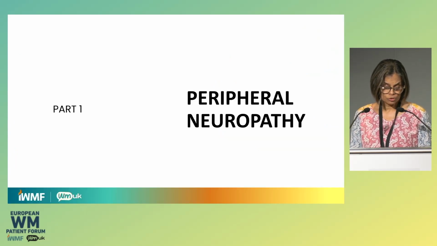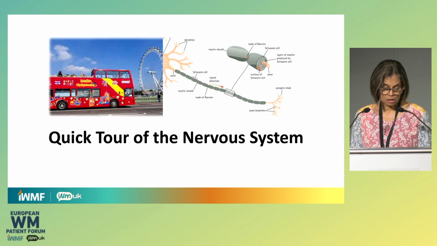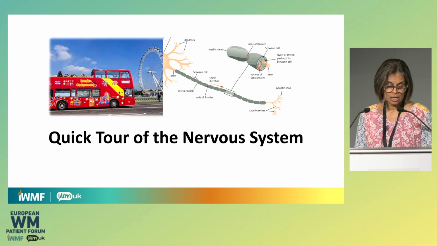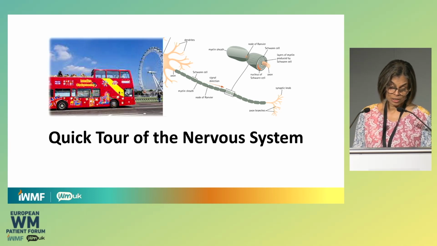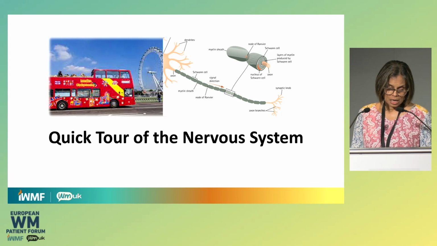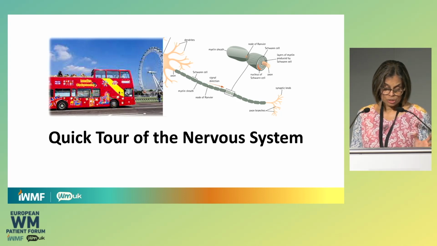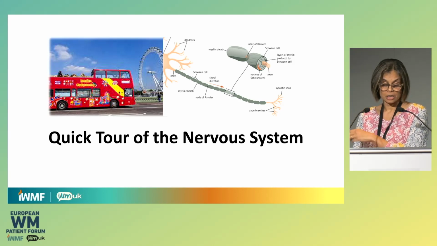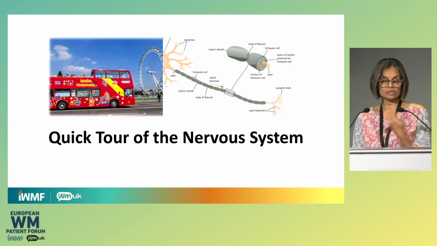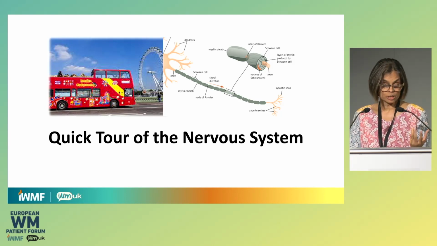So starting with peripheral neuropathy, I think the best place to start is with a tour of the nervous system. You can see here a picture of a typical nerve, which of course has the London Eye attached to it, but that's just for effect. You've got the nucleus, which is the London Eye, and then the nerve fiber, which goes down to the organ where it's either supplying a muscle or receiving signals from sensory nerves.